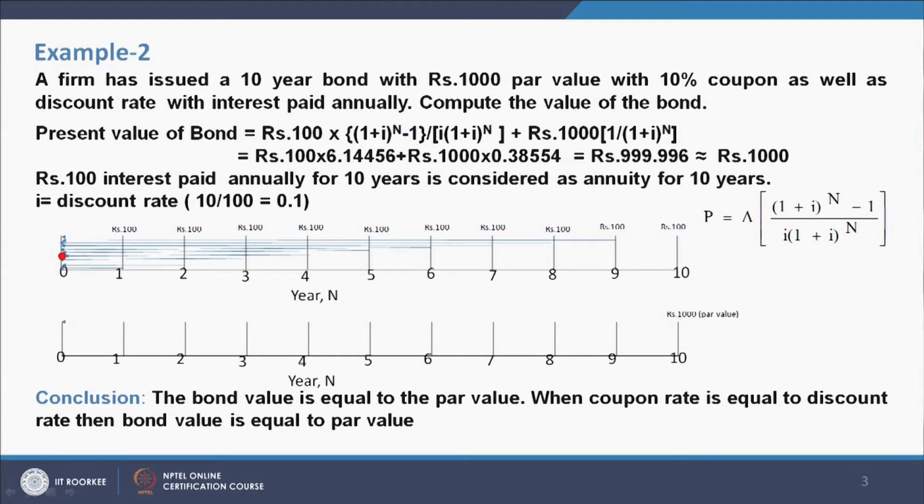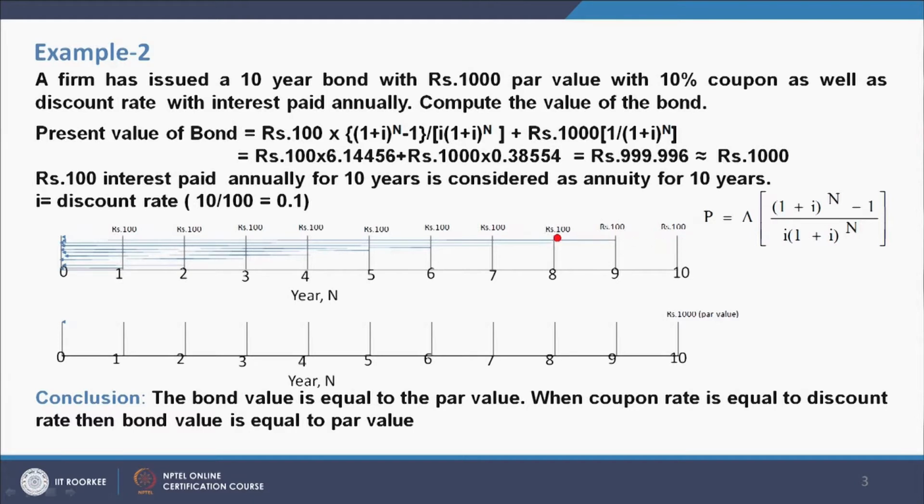Now, if we analyze this, the bond is giving 100 rupees at the end of each year up to 10 years. So, this is shown here in the timeline. At the end of the first year you get 100 rupees, at the end of the second year you get another 100 rupees, and so on up to the end of the 10th year you get 100 rupees.